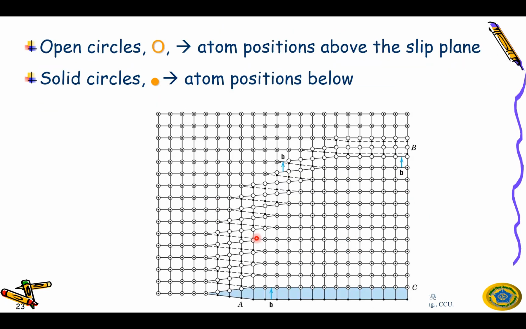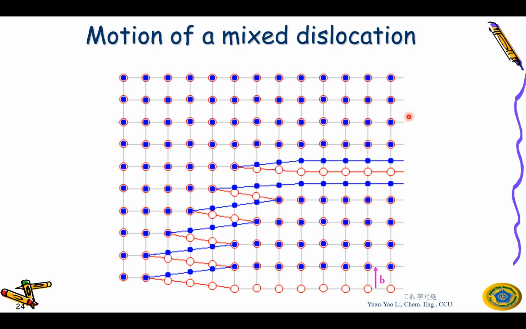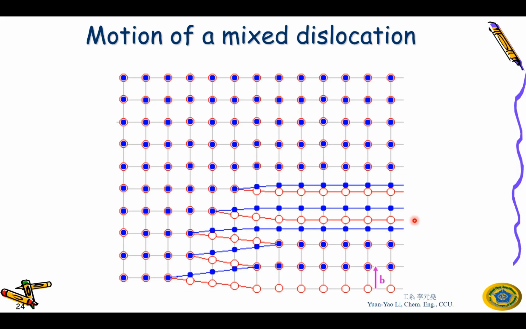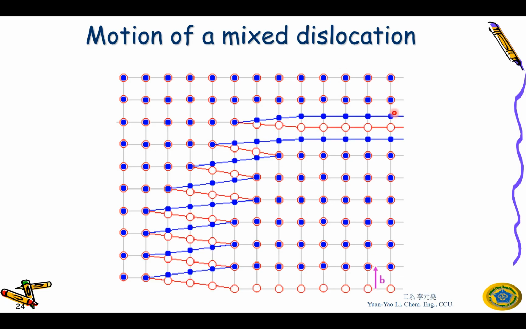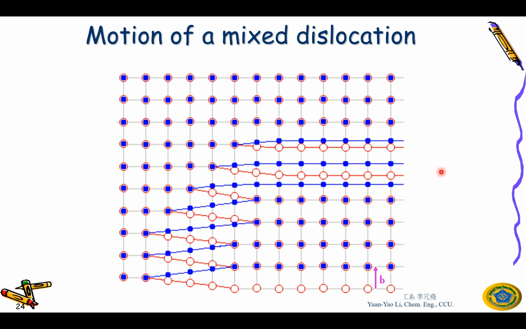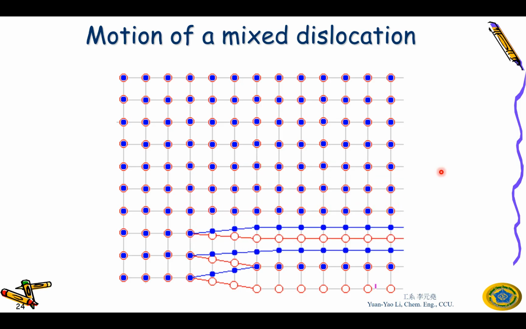In the two-dimensional explanation, you will see up, down, up, down. This is the screw, right? And you have an extra plane here, so this is the edge dislocation. This cartoon shows very easily how we go from screw dislocation to edge dislocation, and if you want to make it perfect, you need to give energy to this system. This is the motion of a mixed dislocation.